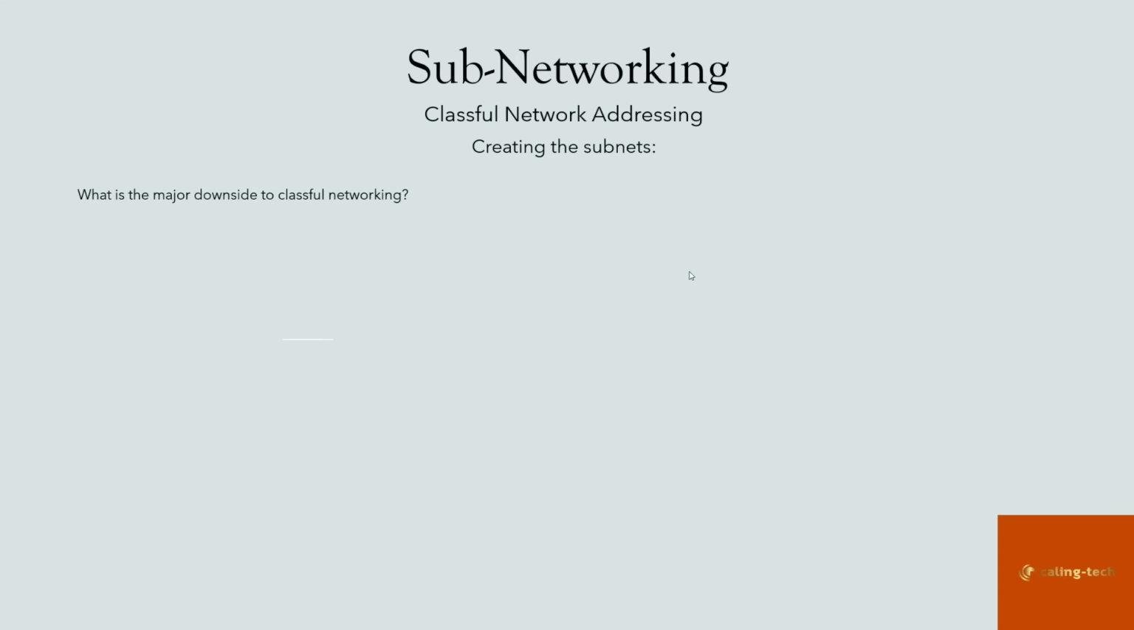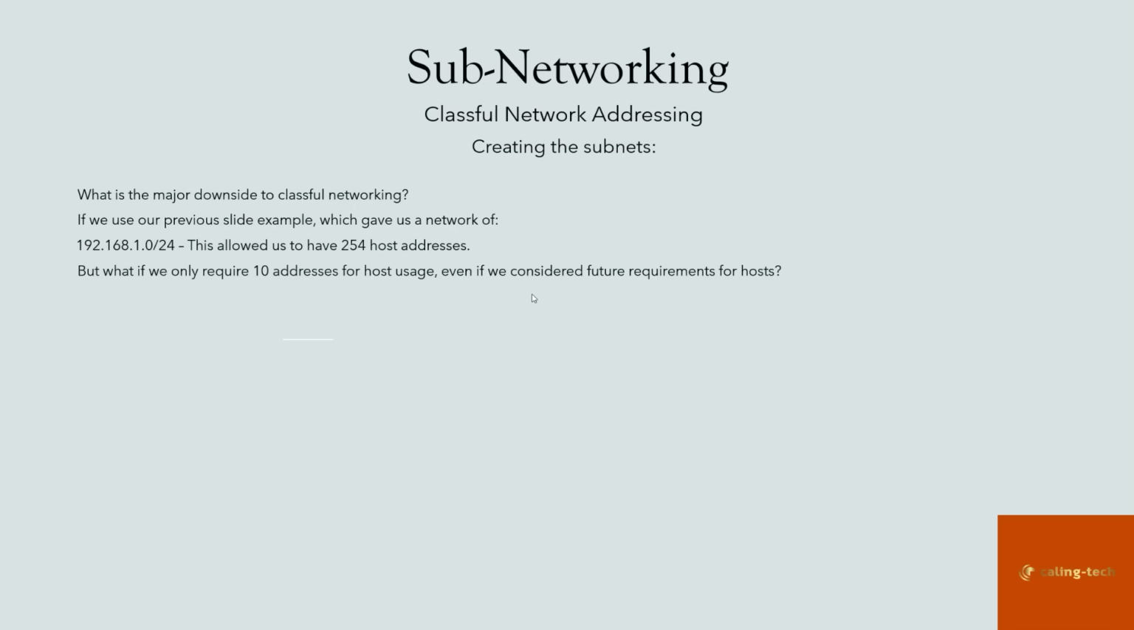So, what's the major downside that we have to classful networking? Well, let's use our previous slide example, which gave us a network of 192.168.1.0/24. That allowed us to have 254 host addresses. But what if we actually only require 10 addresses for host usage? That's even if we take into account future requirements for hosts. It's a complete and utter waste of address space that we may require somewhere else. So, as we state here, it's a waste of valuable address space for hosts.